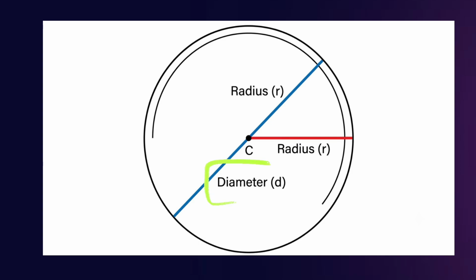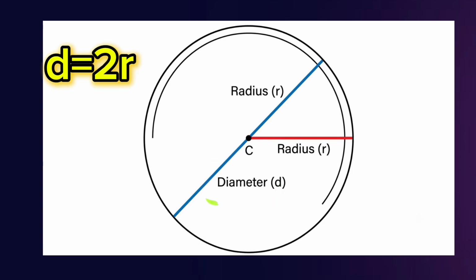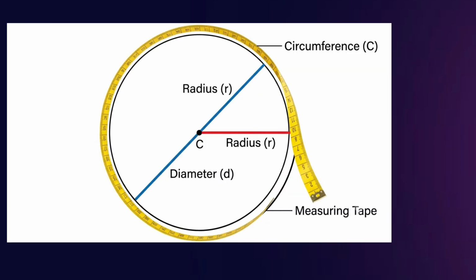The diameter is exactly twice the length of the radius, that is D equals 2r. We are representing this with a strong blue line. Think of the radius and diameter as the circle's foundational skeleton. Now, measuring the perimeter, that is circumference. Once we have our definitions and our radius, we can start calculating measurements.